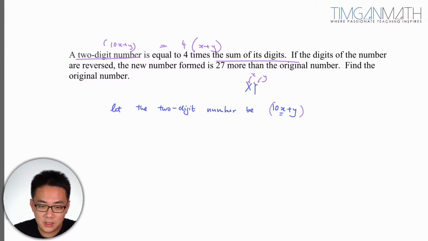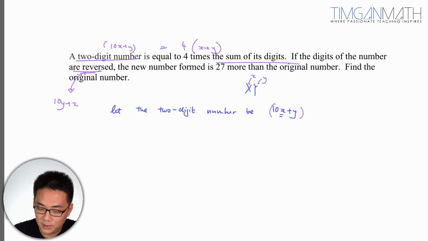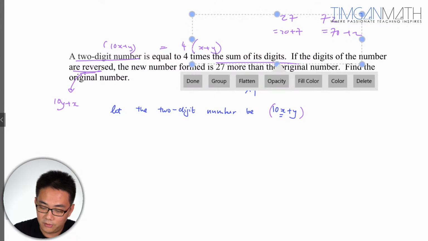So if the digits of the number are reversed, now be very, very mindful. If this is reversed, now it'll be 10y plus x. For example, if you have 27, you reverse the digits, it'll be 72, right? In other words, this is initially 20 plus 7. It will become 70 plus 2. That's why it's being reversed. Reverse meaning it takes the front and the back.